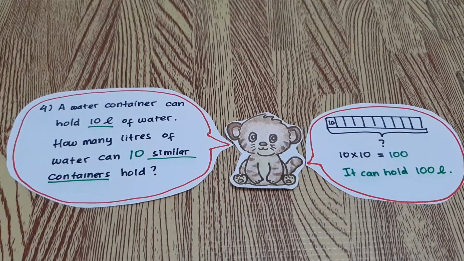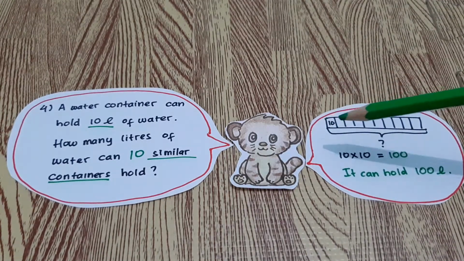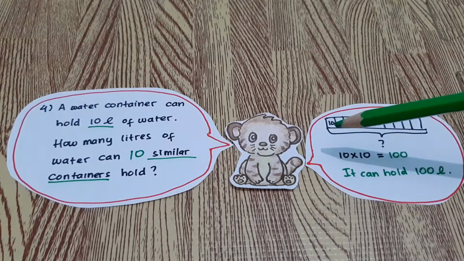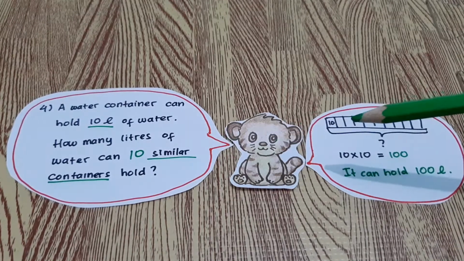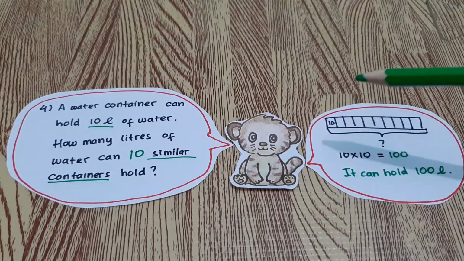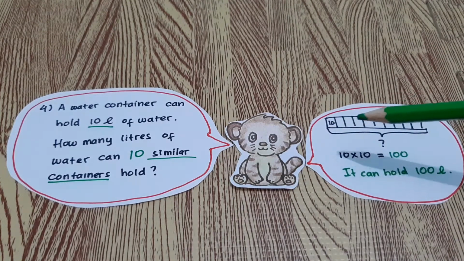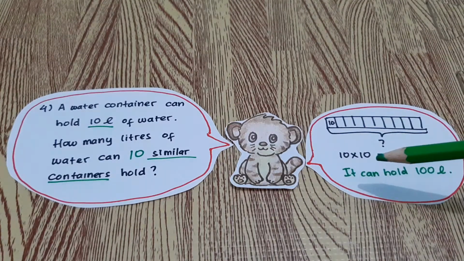Okay, so 1 water container can hold 10, right? So I'm drawing 1 bar or 1 box is 10 liter. The question is 10 similar containers. So I made 10 similar containers. 1, 2, 3, 4, 5, 6, 7, 8, 9, 10. 10 bars means 10 containers. Okay? So if each of it is 10, so 10, 10, 10, and so on. So 10 group or 10 bar times 10 equals to 100. So it can hold 100 liters.